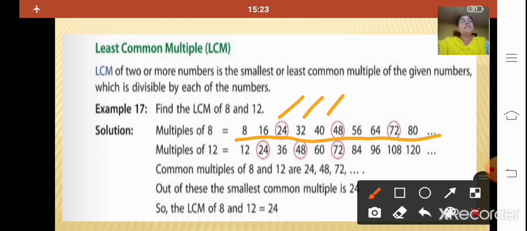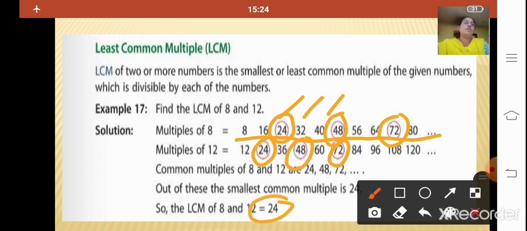Now from these multiples, what are we supposed to do? We are supposed to find the common multiples. Now here you can see the number 24 is common in both the numbers. 48 is common in both the numbers. 72 is common. Many more you will get. But out of this, which is the smallest common multiple? That is the number 24. So your LCM of 8 and 12 is the number 24.